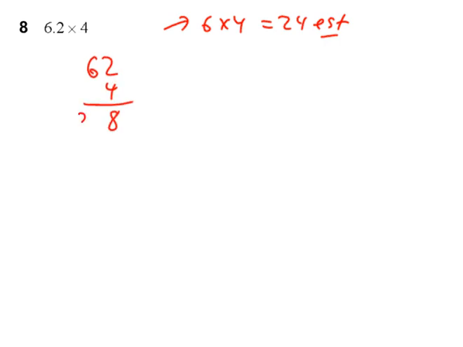Question 8. For this, use an estimation. So 6 times 4 would be a pretty close estimation. So our estimation is roughly 24. Drop your decimals and multiply. Put your decimal according to where it would be closest to your estimation. And that's your final answer.